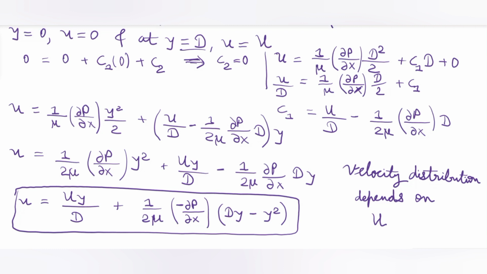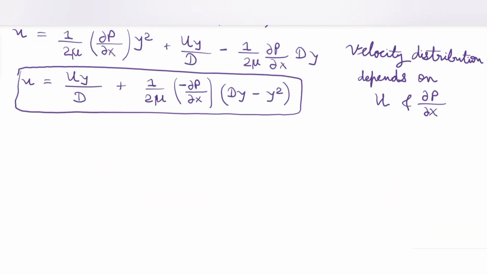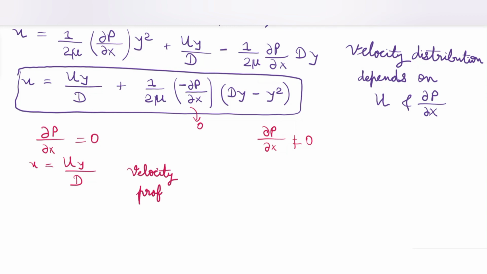And here we'll be having two cases. एक तो जब प्रेशर ग्रेडियंट नहीं है तब, और दूसरा केस जब प्रेशर ग्रेडियंट प्रेजेंट है तब. That is, when del p by del x is equal to 0 and when del p by del x is not equal to 0. अभी अगर ये 0 रखते हैं तो इक्वेशन में क्या हो जाएगा, u इज़ इक्वल टू Uy by d बच जाएगा. तो इस केस के लिए हमारी वेलोसिटी डिस्ट्रीब्यूशन कैसी होगी? So it will be linear like this.